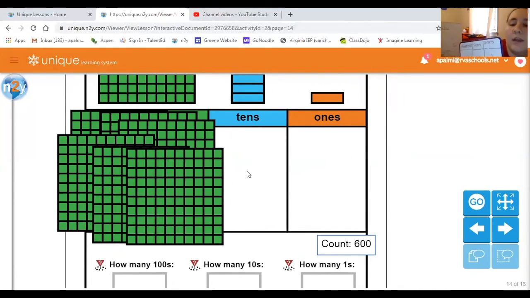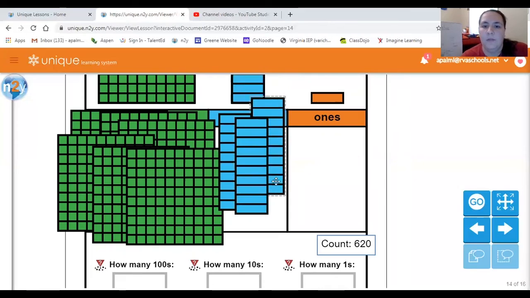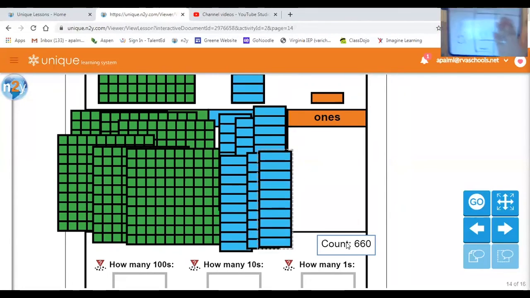So now I need to check and see how many rods I need, how many tens. So if I look at my place value chart, I can see I have a 6 in the tens place. So I need to count by tens to 60 and move them down to the tens place. Ready? 10, 20, 30, 40, 50, and 60. So if I double check my chart, I have a 6 and then a 6, which is what I have here in my little count box.